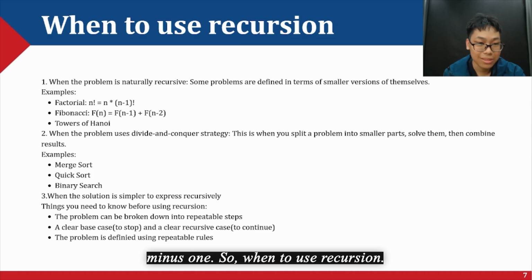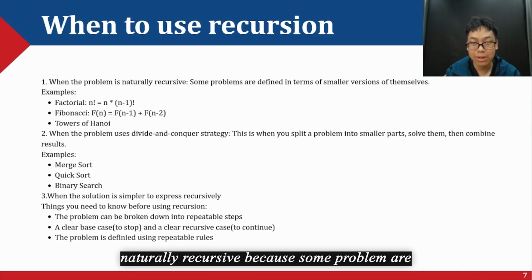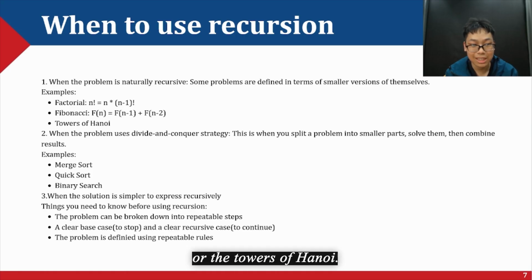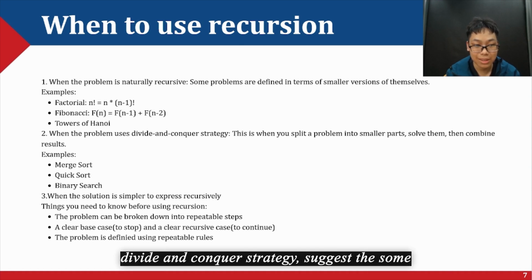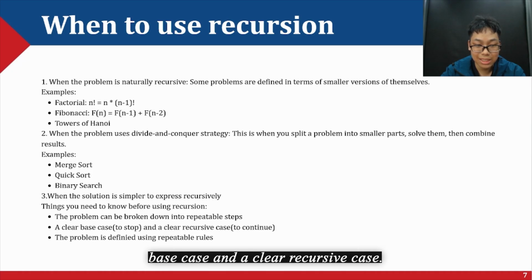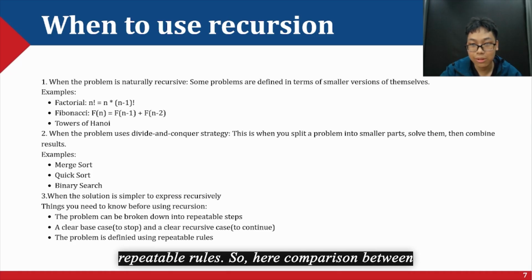So when to use recursion? First is when the problem is naturally recursive, because some problems are defined in terms of smaller versions of themselves, such as the factorial, Fibonacci, or the towers of Hanoi. Second is when the problem uses divide and conquer strategies, such as some sorting algorithms. And third is when the solution is simpler to express recursively. A few things you need to know before using recursion: the problem has to be broken down into repeatable steps, you need to define a clear base case and a clear recursive case, and the problem is defined using repeatable rules.